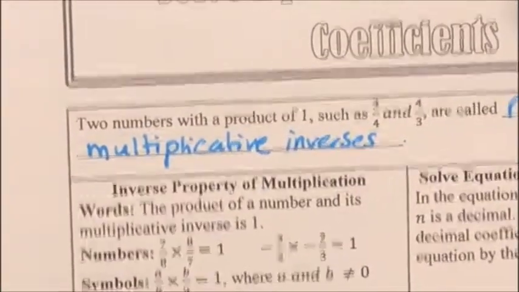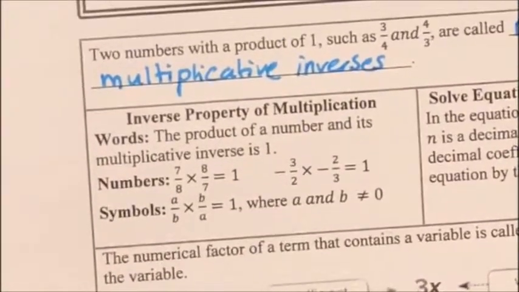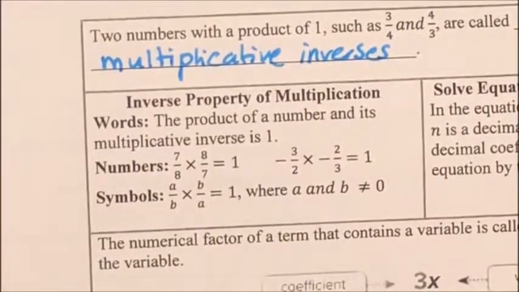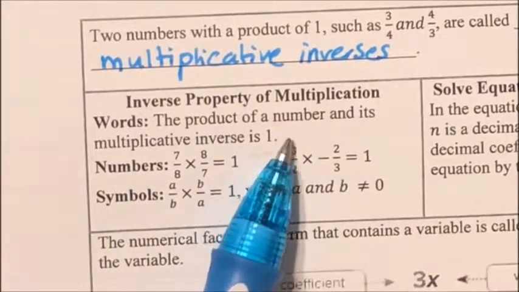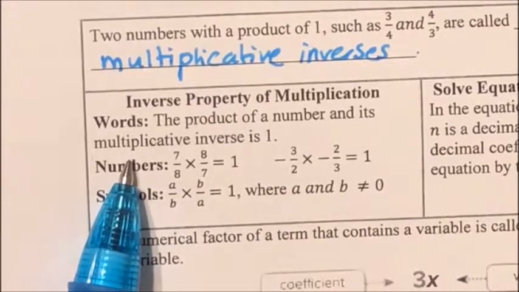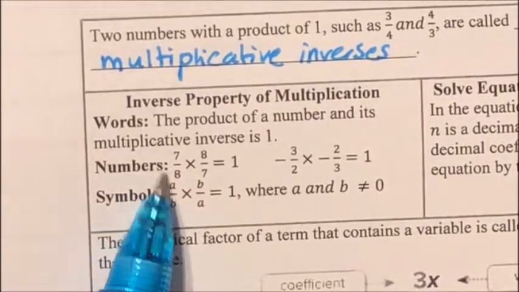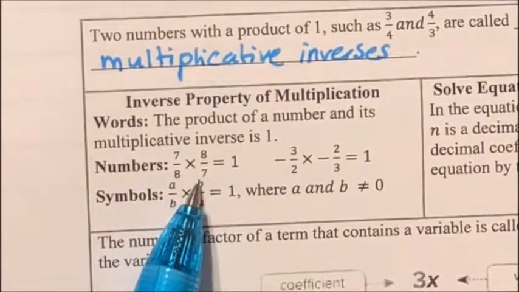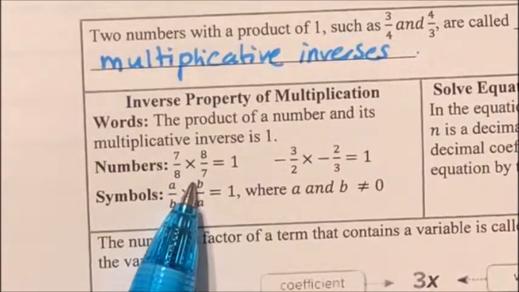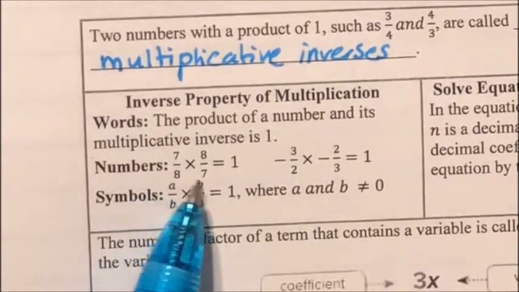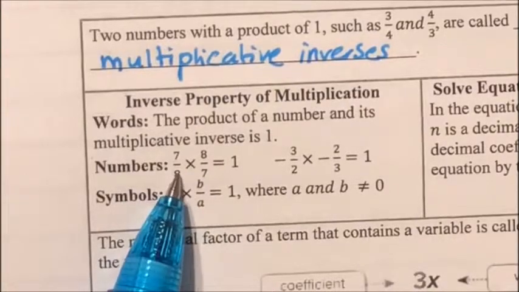So we have a couple of properties that we're gonna look at. The first property is the inverse property of multiplication. So in words, this says the product of a number and its multiplicative inverse is 1. So basically, if you multiply a number by the reciprocal, you get 1. Okay, so you can see this example. I have 7/8 times 8/7. Now the reason this works is you can either cross simplify, 8 and 8 cross simplify, and 7 and 7 cross simplify, or you can multiply it out.